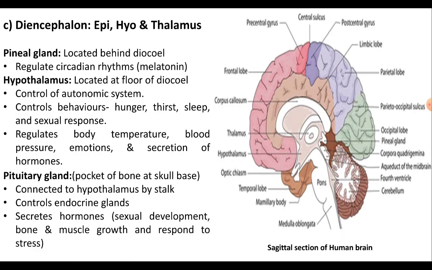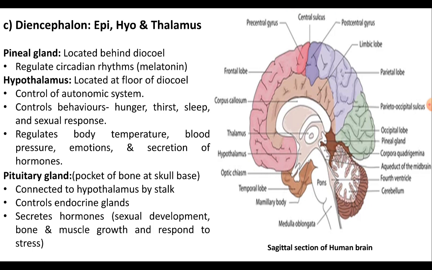Coming to the third part of the brain, it is called the diencephalon, and this diencephalon shows three parts. The dorsal part of the diencephalon is called the epithalamus, the ventral part is called the hypothalamus, and the lateral sides form the thalamus.